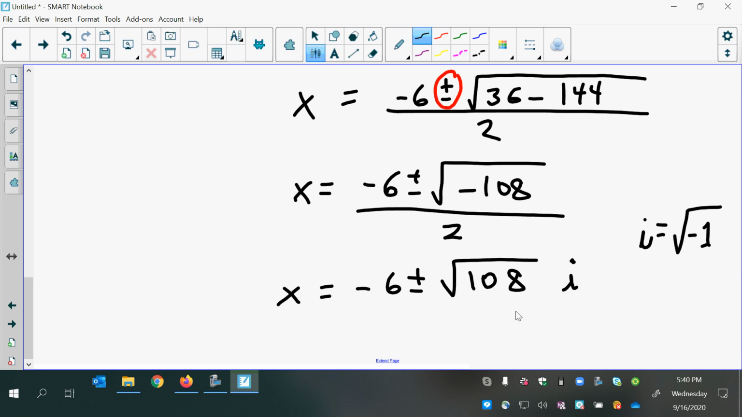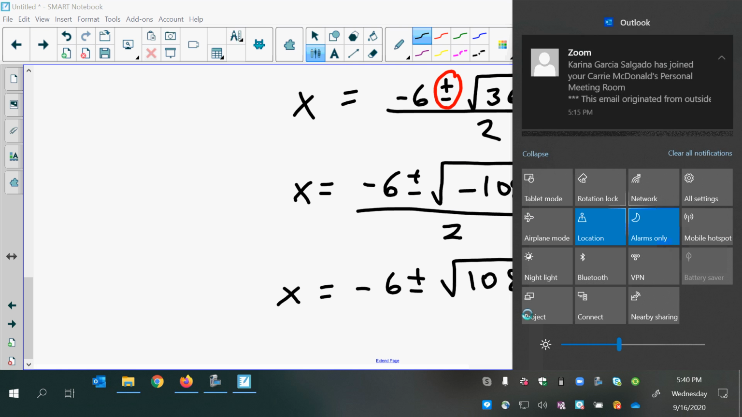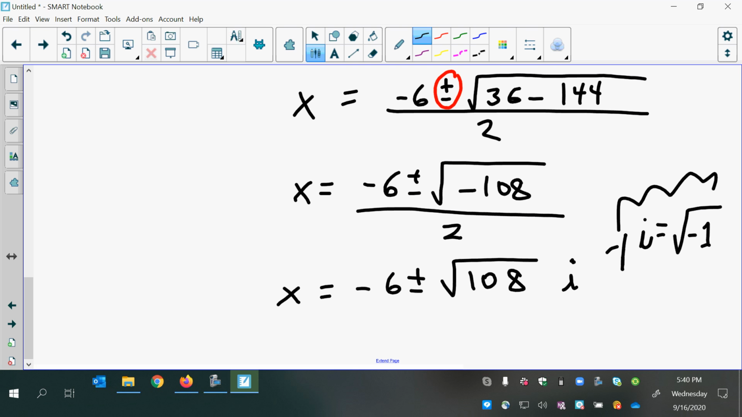Oops, touched the wrong thing. Oh, what's going on there? There we go. All right, so now we have all of this over 2.